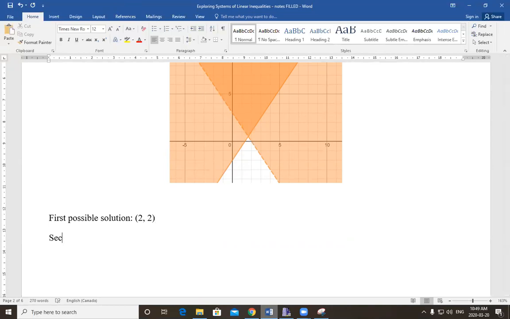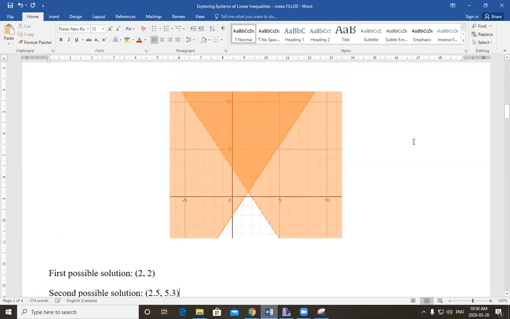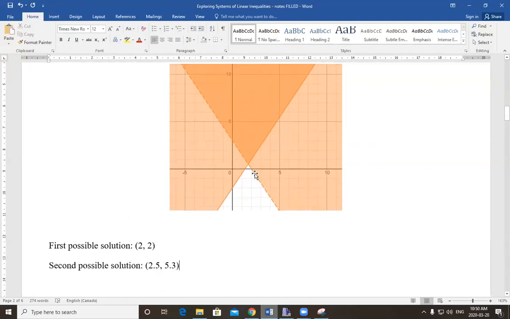Second possible solution, I'll just show that this is continuous. So we could go x equals 2.5. And we'll go up, so 1, 2, 3, 4, 5.3. Okay, so that point right there is in between. So 2.5, 5.3 is a second possible solution. So I'm sure you could imagine you could find all kinds of solutions. So those are two examples.